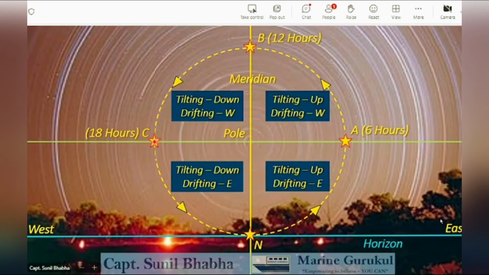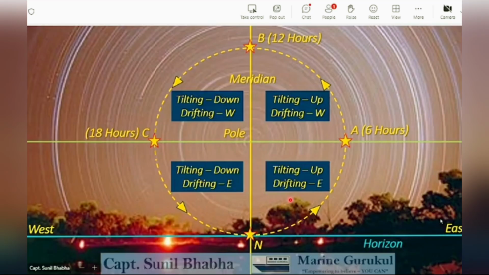Now once the gyro star crosses Charlie, it comes below the pole, and you see when it crosses from Charlie going towards November, it is moving in the easterly direction. Also from November to Alpha, it is moving in the easterly direction. So whenever the gyro star is below the pole or its altitude is less than the altitude of the pole, it will be moving eastwards. So that tells us that whenever the spin axis is pointing below the pole, the drifting will be easterly. So from Charlie to November to Alpha, the drifting is easterly.